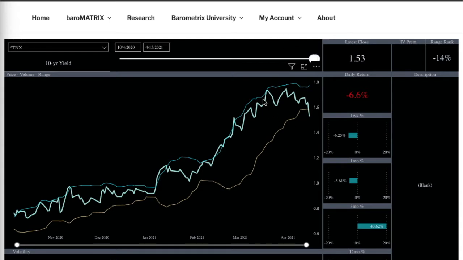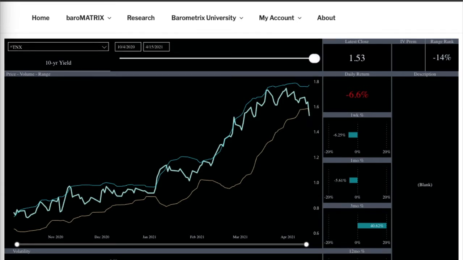Consolidating more recently, and then plummeting below the bottom of its range, and over the last couple days, down 6.6% yesterday, being Thursday, April 15th, right? On a 1 week basis, down 6.25%. So that move is basically because of the big move down yesterday. Now, as of today, it's bouncing back a little higher. We got to an extreme low there, well below the lower end of its range.